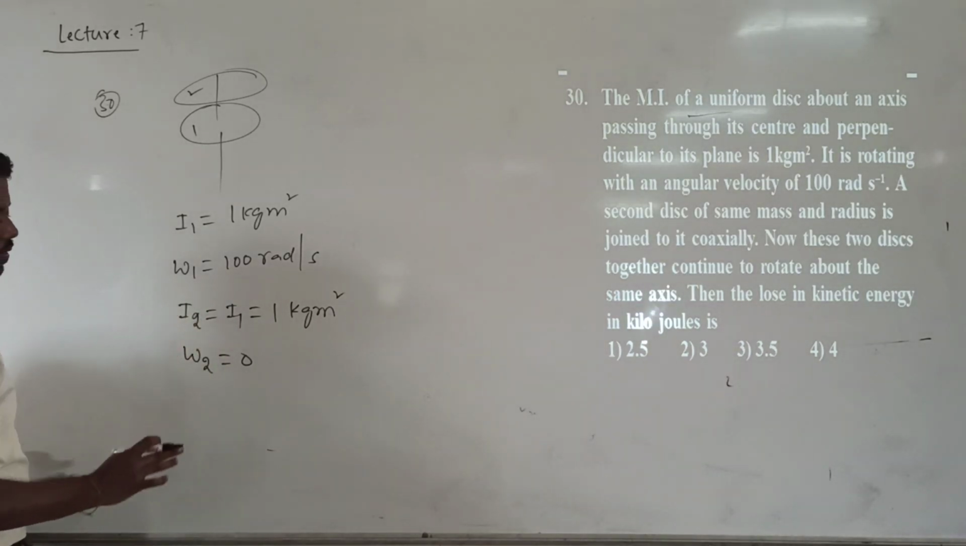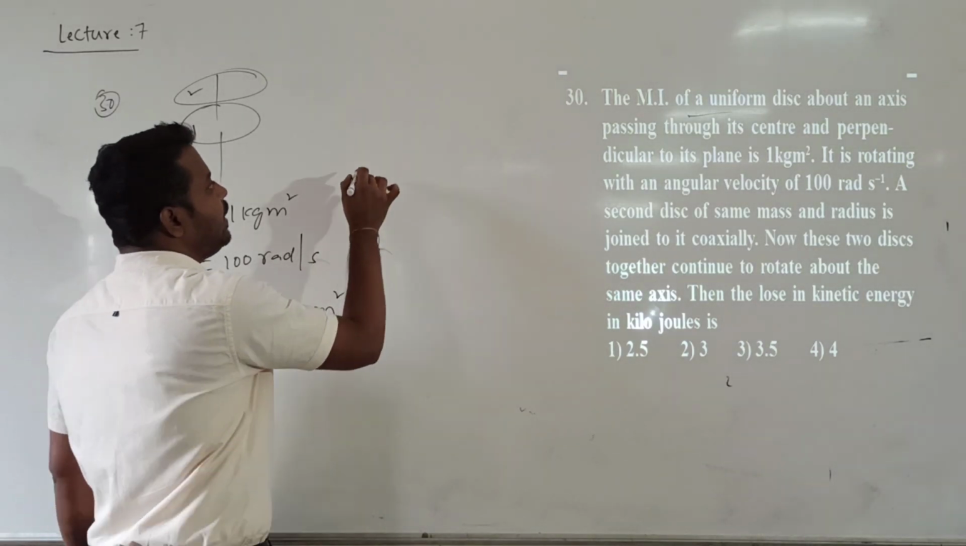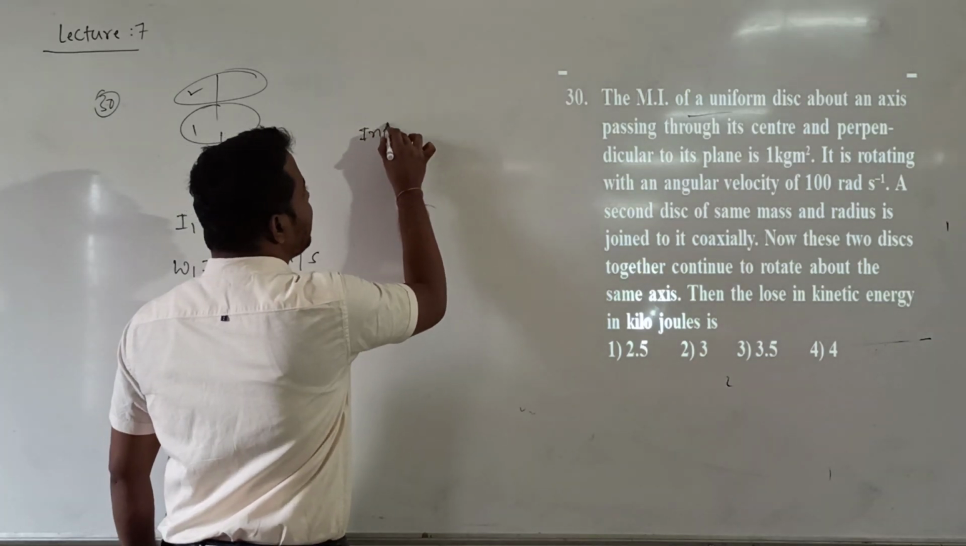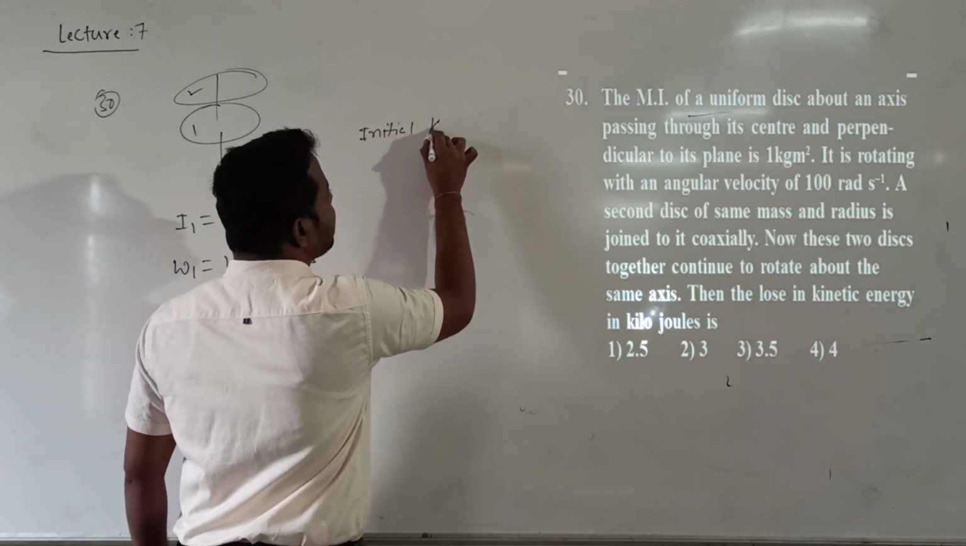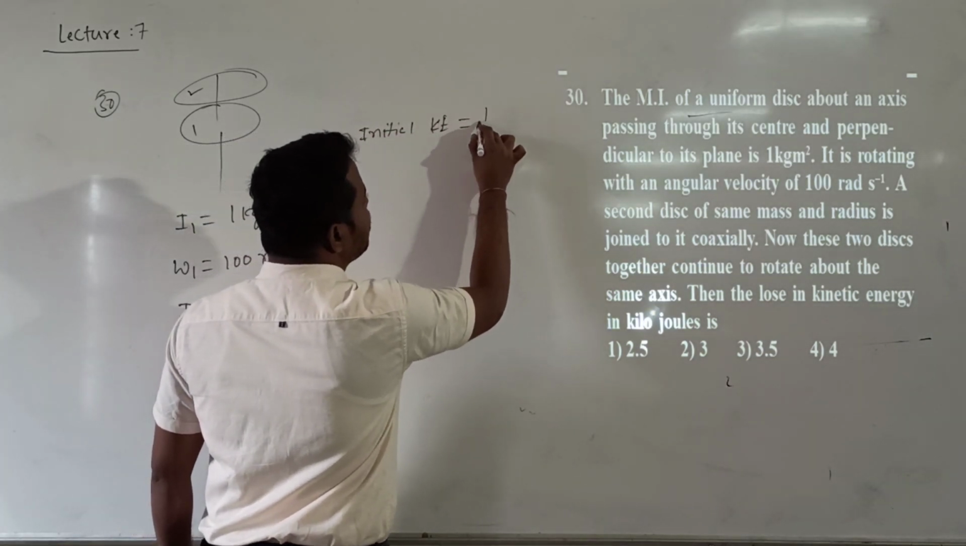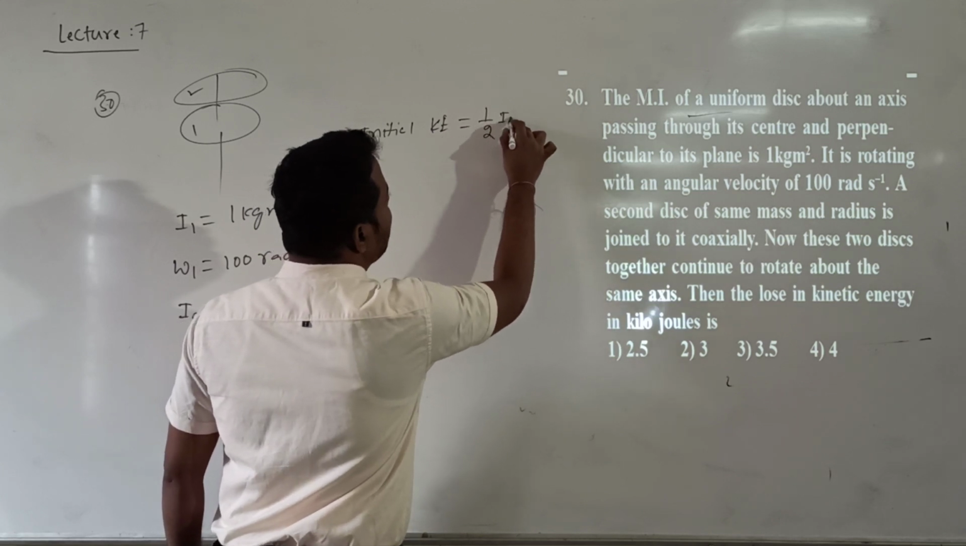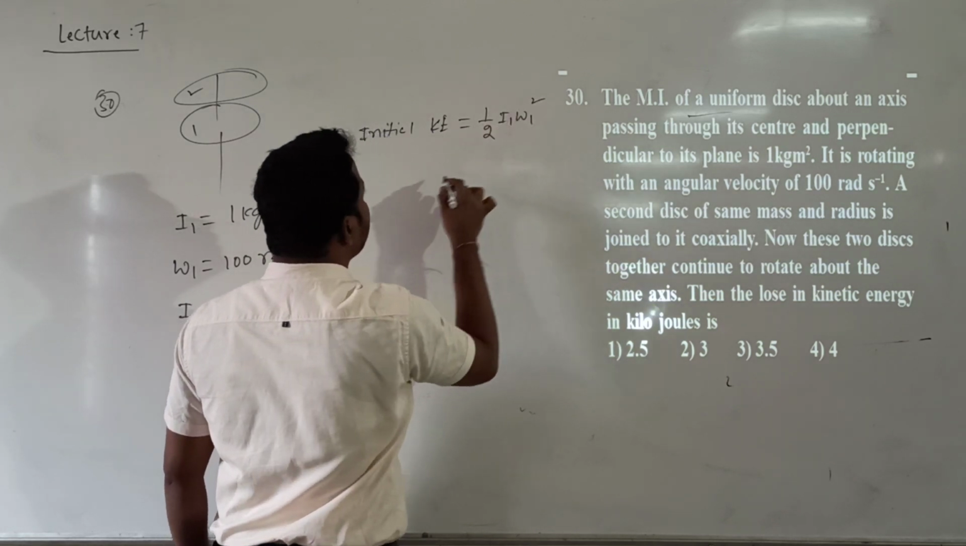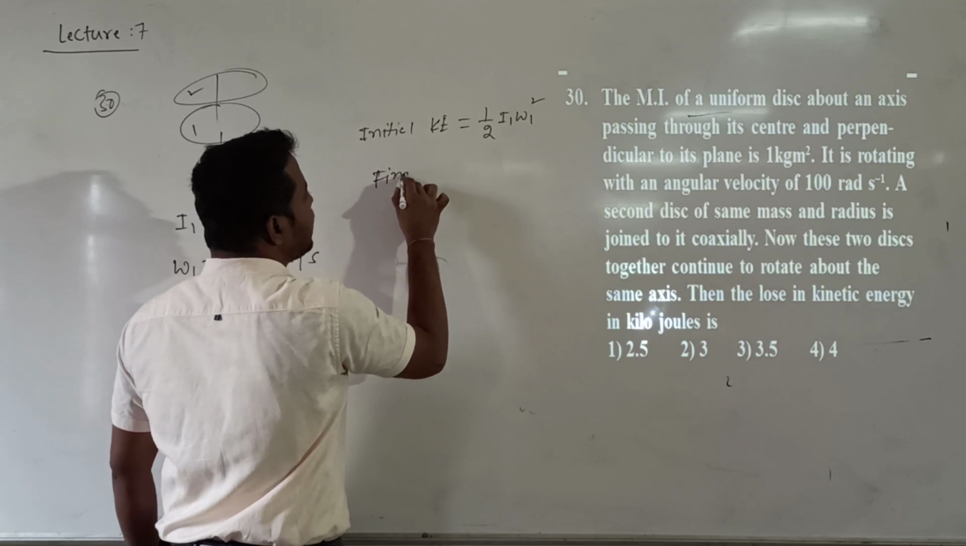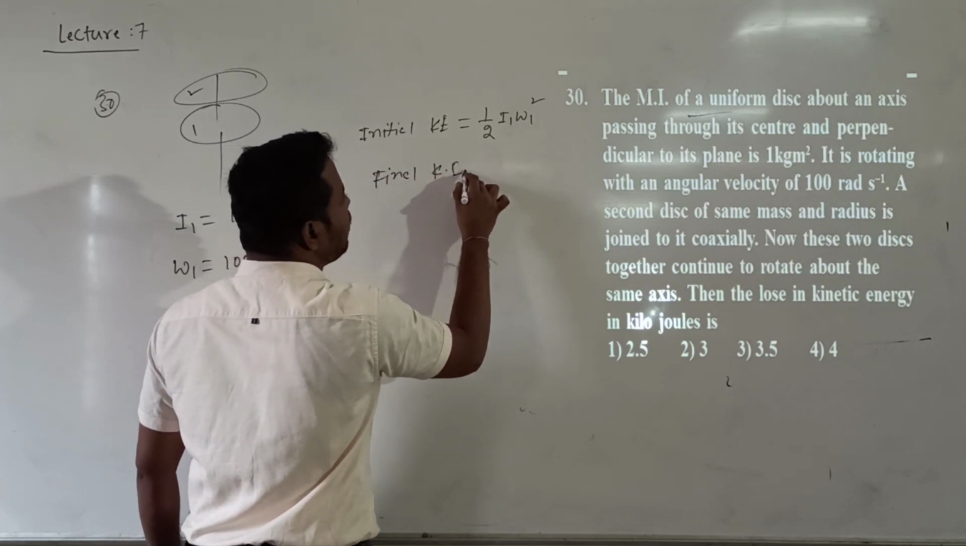Omega 2 value is 0. Now, what do they ask us to calculate? What is the initial kinetic energy? Initially, the first disc is in motion, so it is 1 by 2 into I1 into omega 1 square. What is the final kinetic energy?